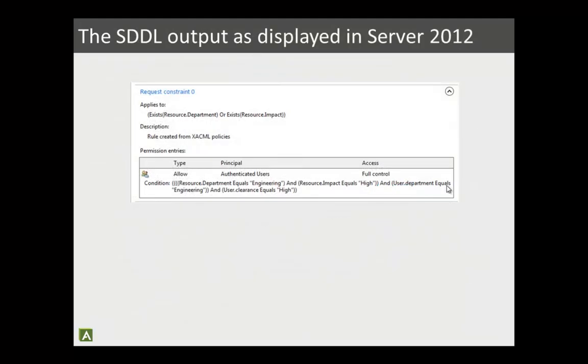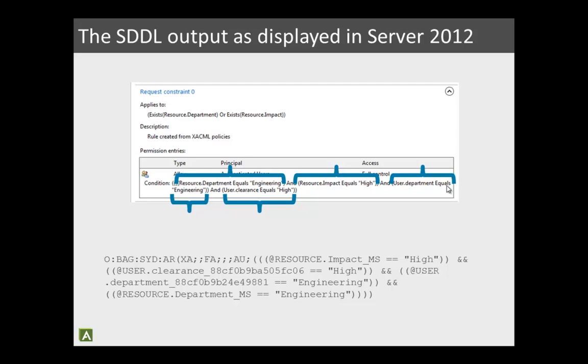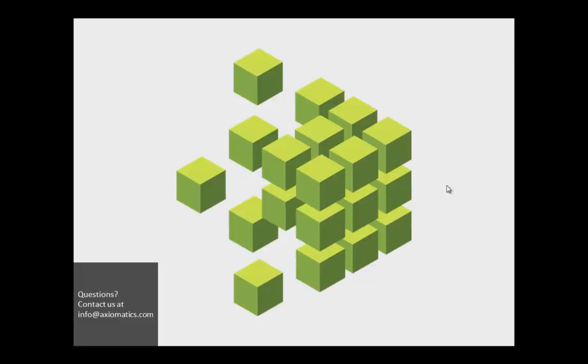Once the policy is converted to SDDL, this is the view that is presented to us in Windows Server 2012. Notice the different attribute matches. Finally, we could have a look at the source of the SDDL. Thank you for watching this demo.